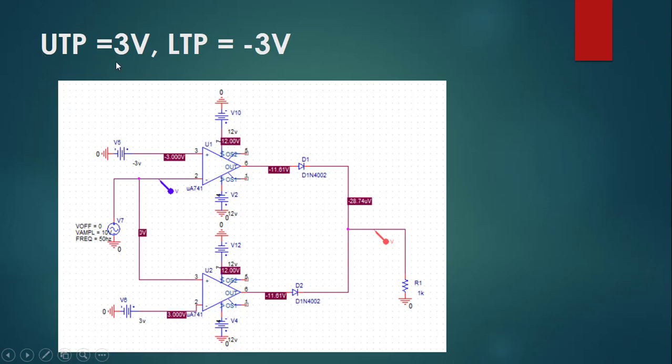So upper threshold point and lower threshold point. You can check it out here. This is the circuit diagram. Here we have given minus 3 and we have plus 3. As we see in the circuit diagram, it requires 2 op-amps, 2 diodes, 1 resistor and 1 sine generator.